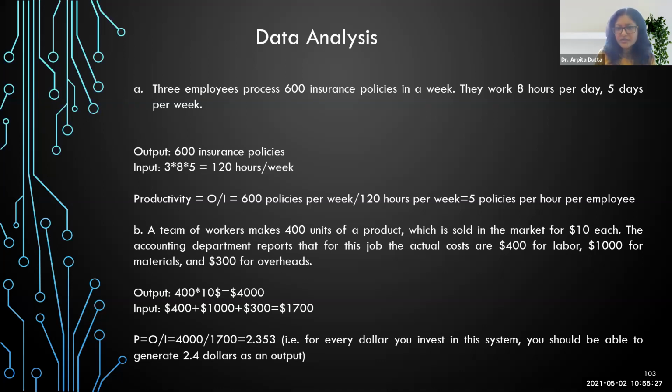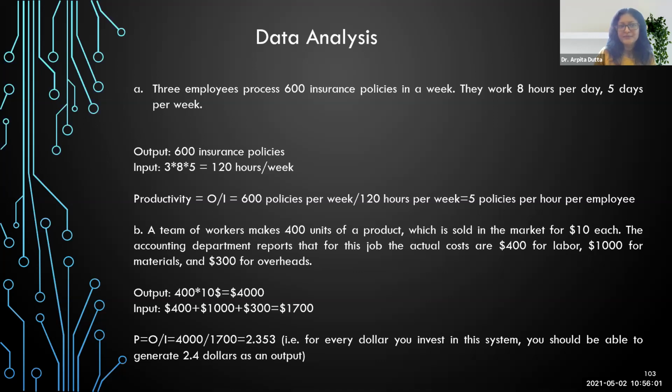For every dollar we are investing, the cost is $1,700. For every dollar we are investing in this system, we should be able to generate $2.4 as an output. That's the multiplication. So the output should be more. Okay, the cost is this much, productivity is 2.4 times, we should generate the output.